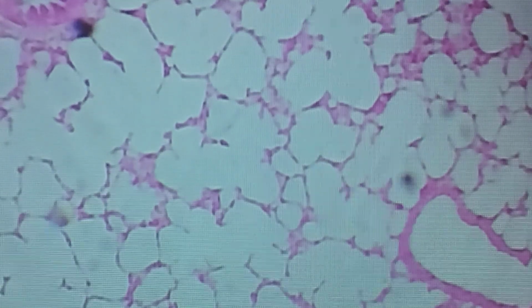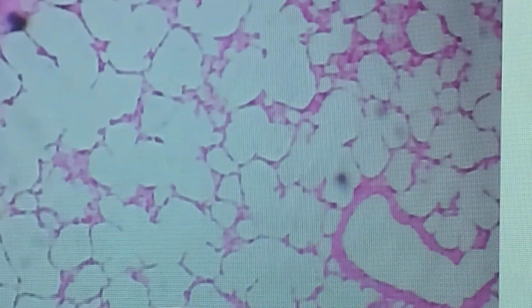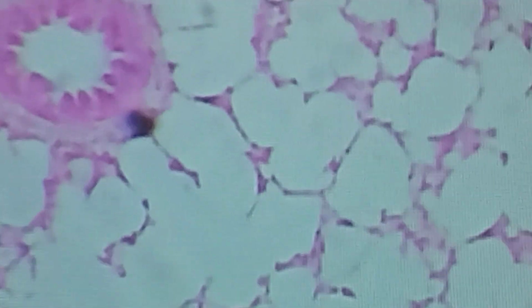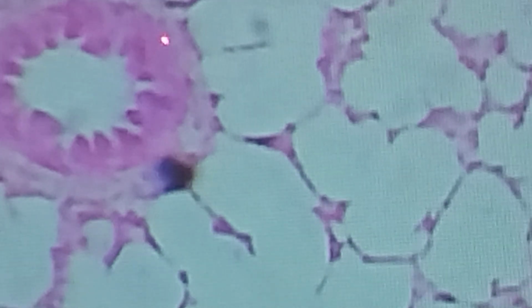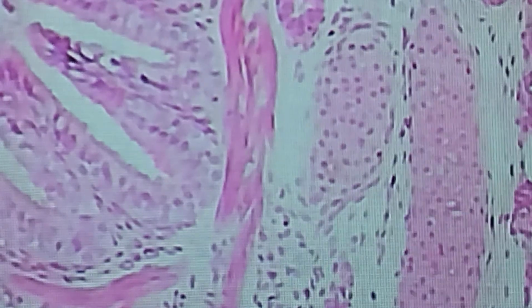Now apart from these alveoli, what important thing can you identify? There is a presence of a structure here. Now this is a bronchiole. This circular structure is a bronchiole. Now I'll show you one more picture where you can see the intrapulmonary bronchus also.